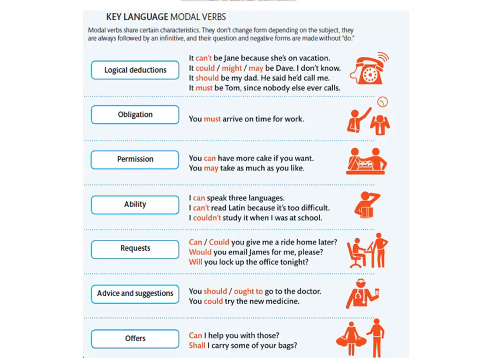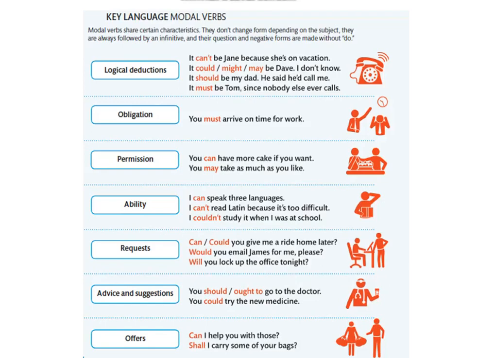Let's start with logical deductions. It can't be Jane because she's on vacation. It could, might, or may be David. I don't know. It should be my dad. He said he'd call me. It must be Tom, since nobody else ever calls. Logical deductions means استنتاج منطقي.